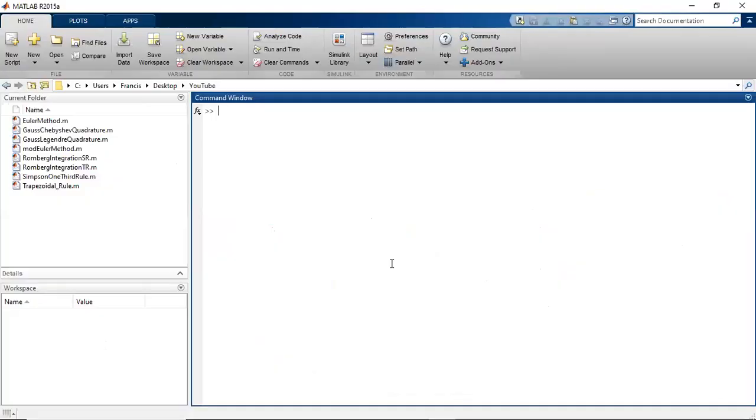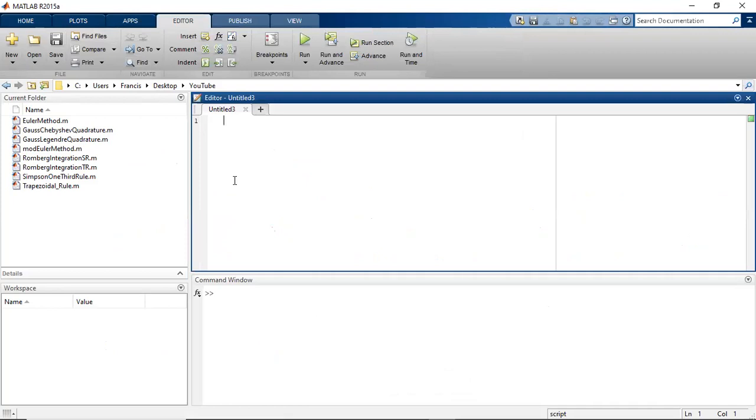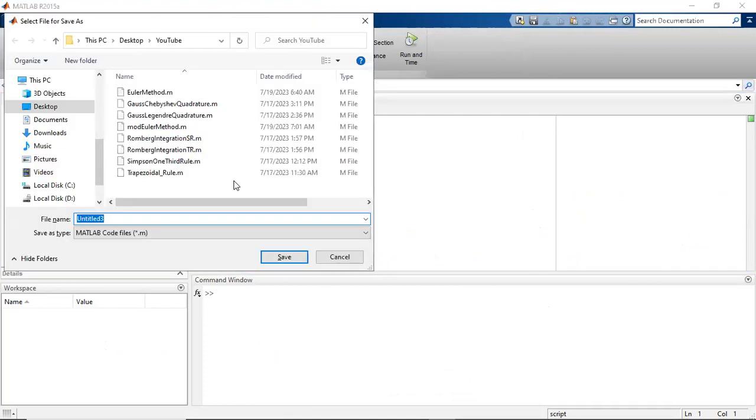And here we are. So as usual, you first of all need to create a new script. Let us save it, Control S. Let's call it Runge-Kutta fourth order, Runge-Kutta 4, to mean fourth order method. We put a four in the name, and you save it there.